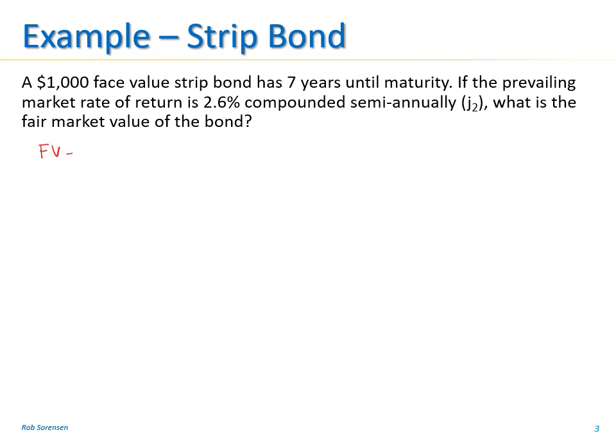The face value, which is what we're going to get in the future, so I'll use future value, $1,000. It has 7 years left to maturity, and in this question we're compounding twice a year, so that's 14 periods. Little i is going to be 0.026 over 2. I got the 2 from over here, didn't I? And that's 0.013, and I want to find the price or the present value for this bond.